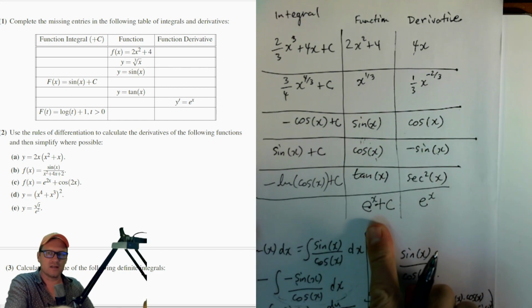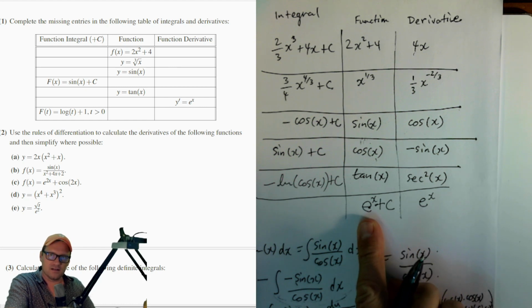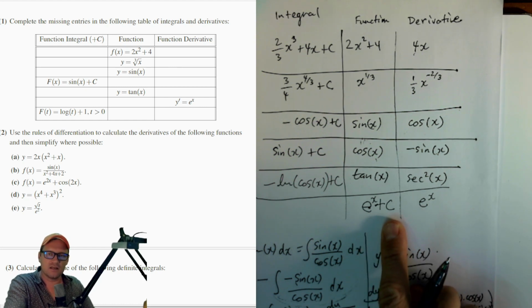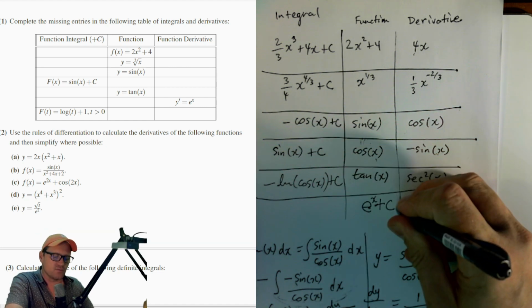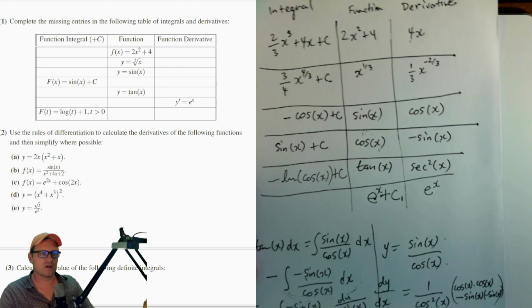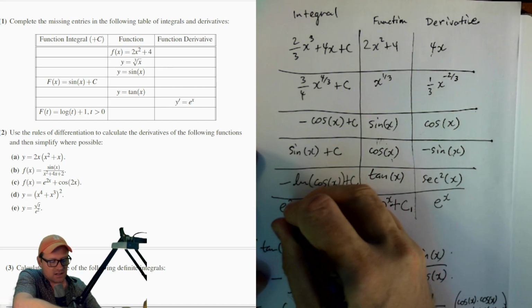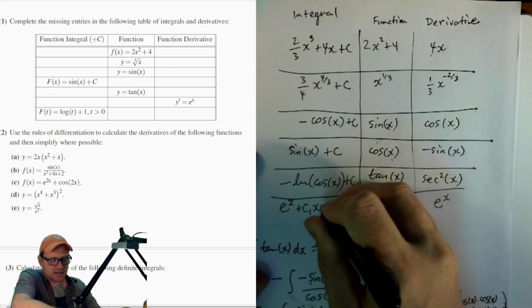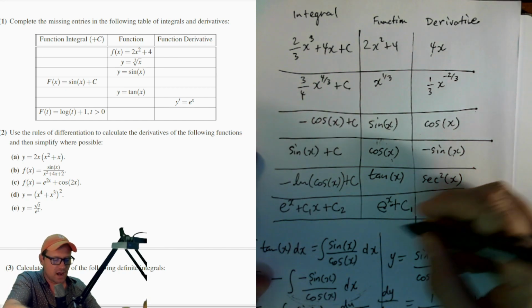Okay, now to find the antiderivative or integral of this function, the integral of e to the x is e to the x, the integral of c is c times x, and then we need a new constant. So let's rename this c1, because when we integrate this, we're going to need a c2. So we have e to the x plus c1 times x plus c2. Okay, let's make a new row and finish off our table.